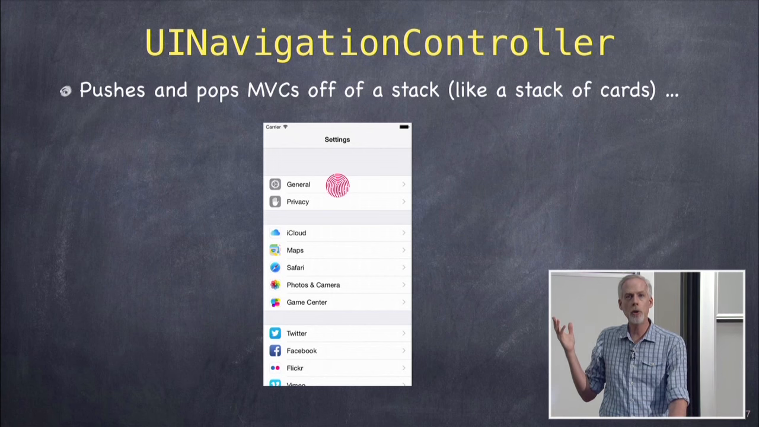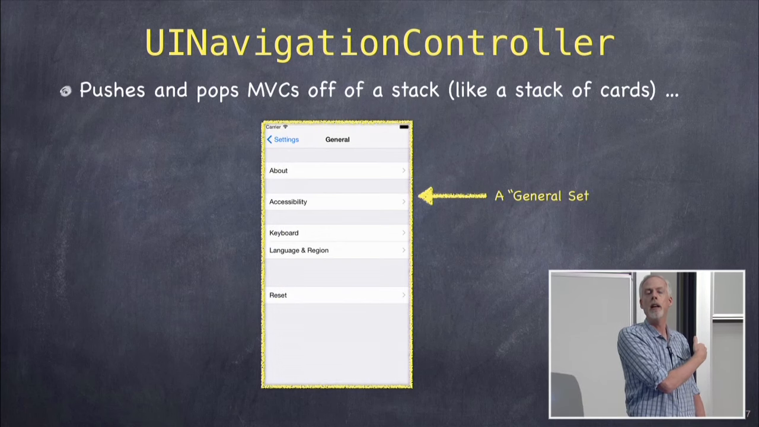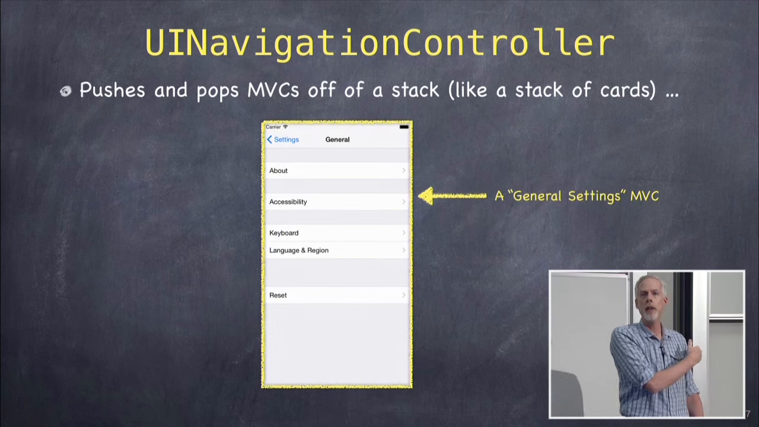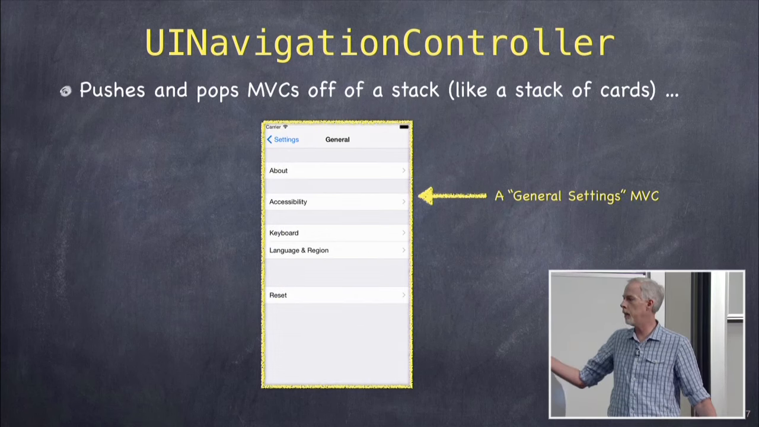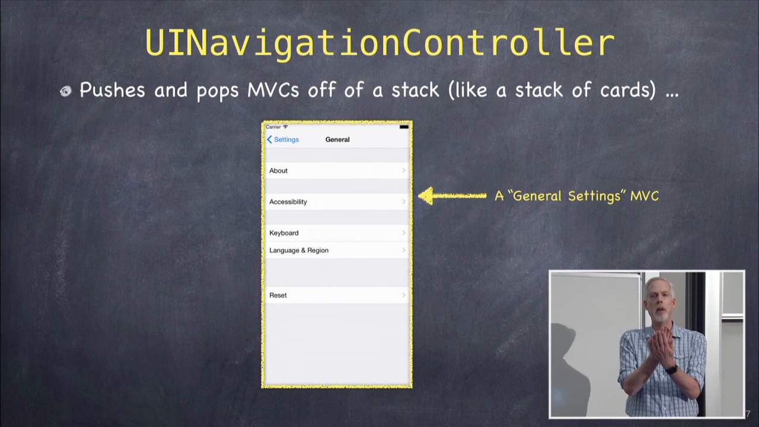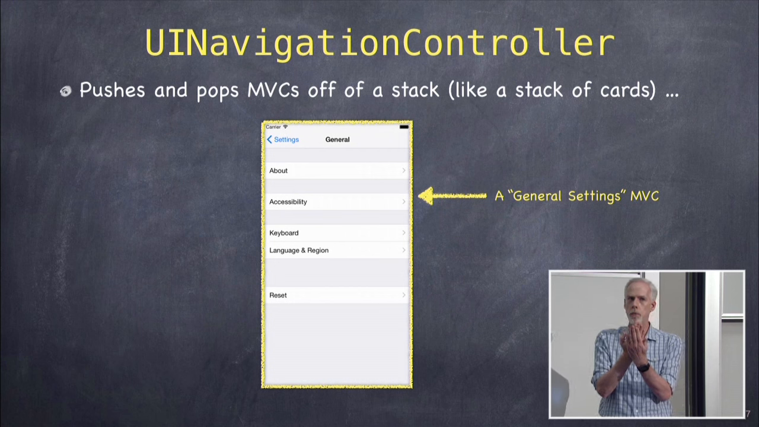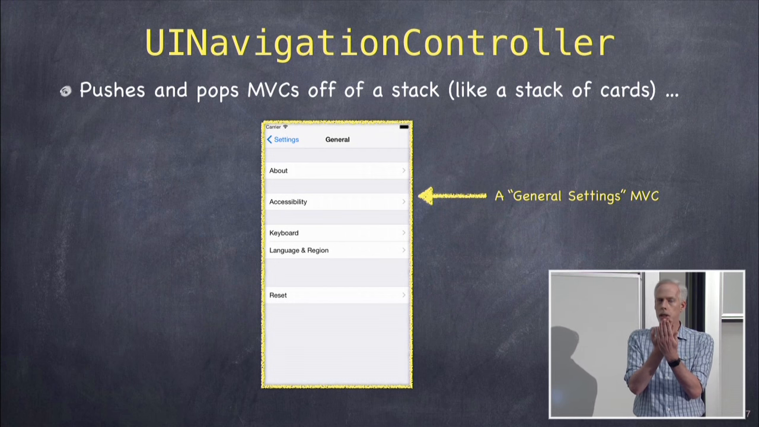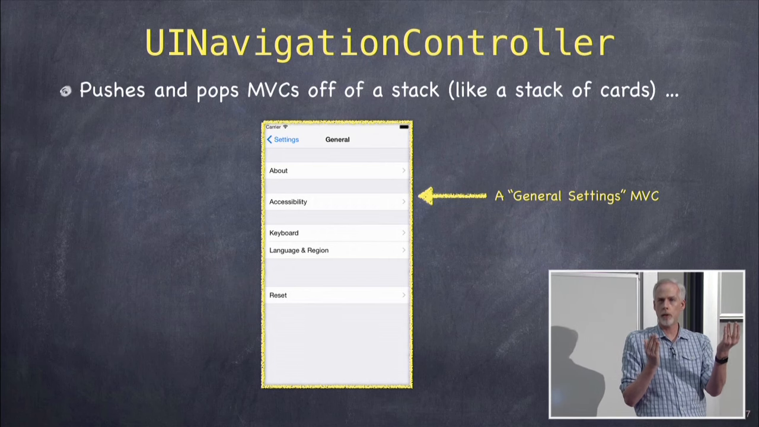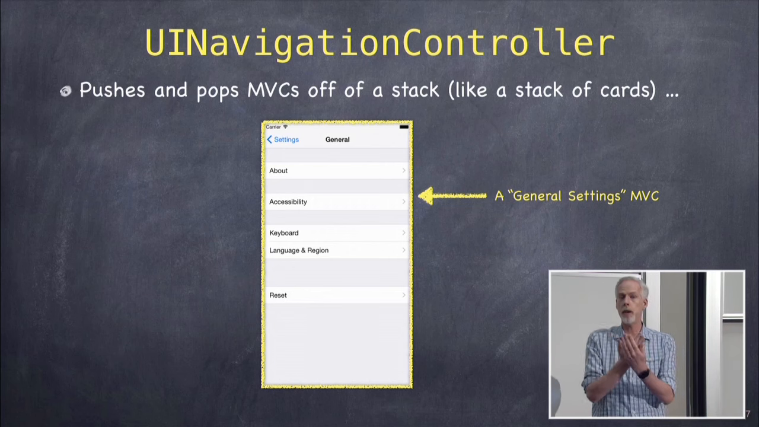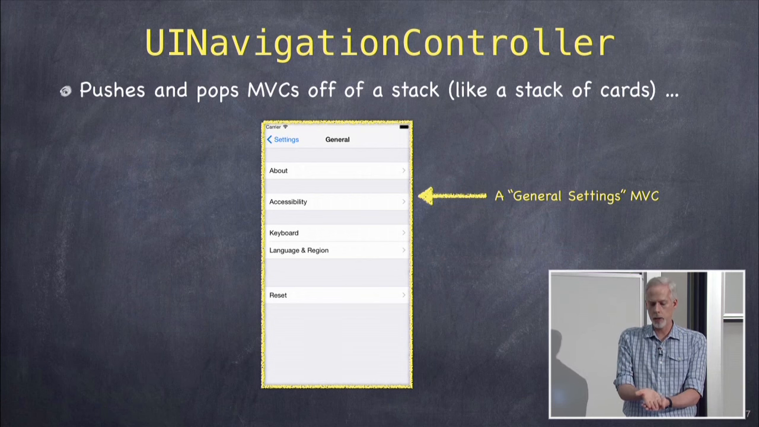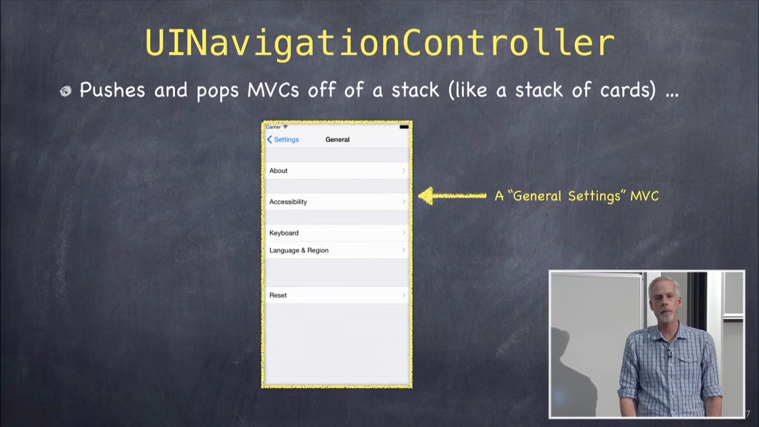All right, so if I click in this table view, actually, if I click on General right there, then a new MVC is going to slide in on top of that All Settings one. Now the All Settings one is completely non-visible, but it's still there. This is like a stack of cards where I've put a new card on top. The other card is no longer on screen. You won't see it anymore. It's gone, but it still exists in memory in the navigation controller. So now we have 3 MVCs involved in this navigation controller: the navigation controller's MVC, the All Settings one that is now in the back, and this one, the General Settings MVC.